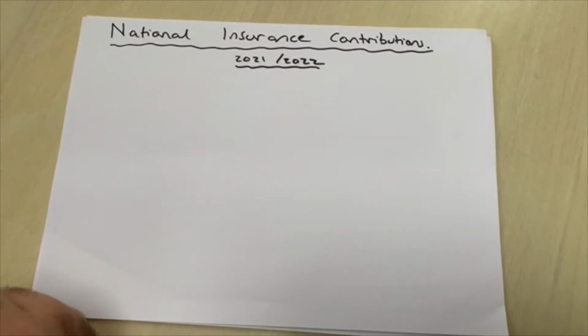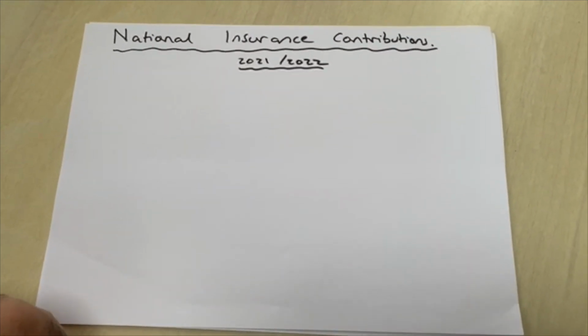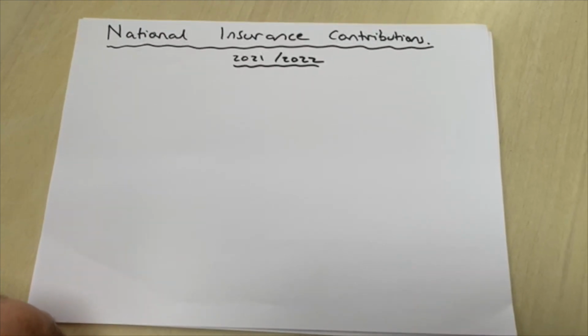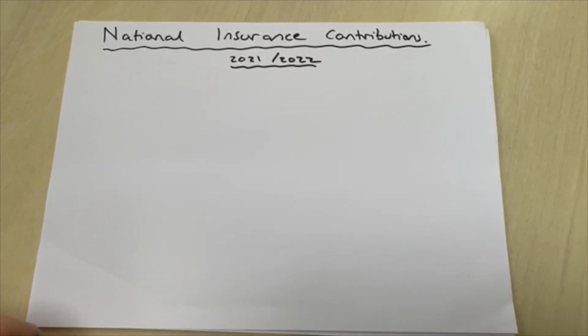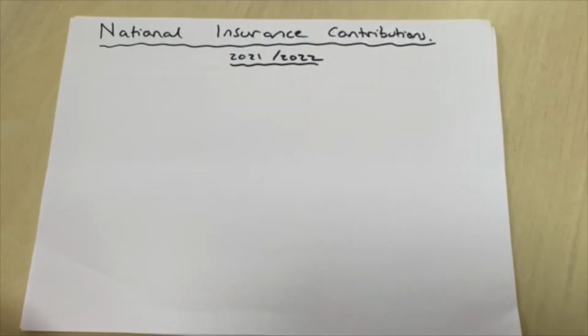I'll be showing you how to calculate your national insurance contribution for the tax year 2021 and 2022. That's effective from the 6th of April 2021 all the way up until the 5th of April 2022, and these are the proposed tax rates, and I'll leave a link down in the description below for you to see them for yourself.